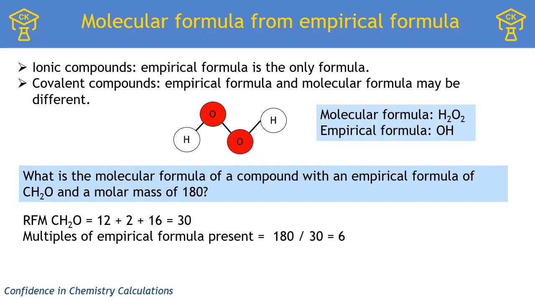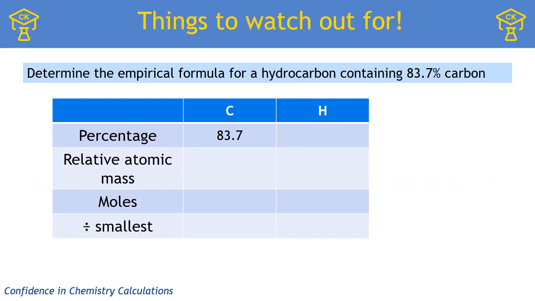The molecular formula would therefore be written as C6H12O6. So what we don't do is we don't just stick a 6 in front of CH2O. That's not how we write molecular formulae. We group all the atoms together. You might recognise that as the formula of glucose.